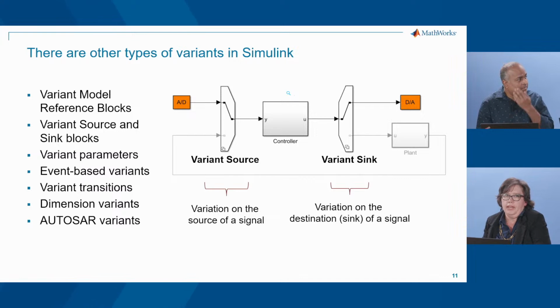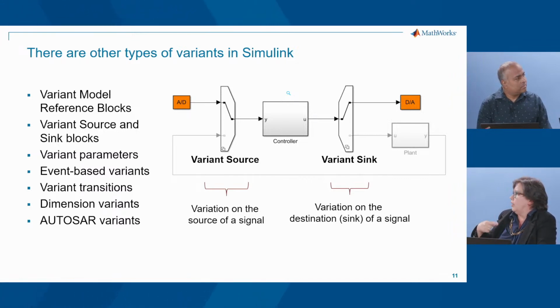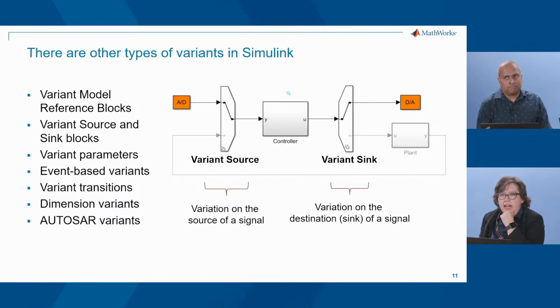So how these show up in Simulink is as Simulink functions and functions for initialize, reset, and terminate. Those are some event-based variants that you can use. For those of you who use Stateflow, we do have variant transitions in Stateflow. We have dimension variants, and then we also have AUTOSAR variants. That's important for the automotive industry, particularly because they have specific ways of doing variation, and we support the way that they've specified to do that.